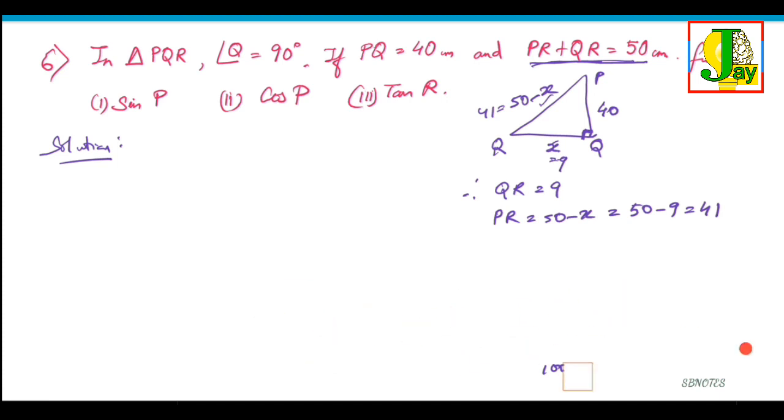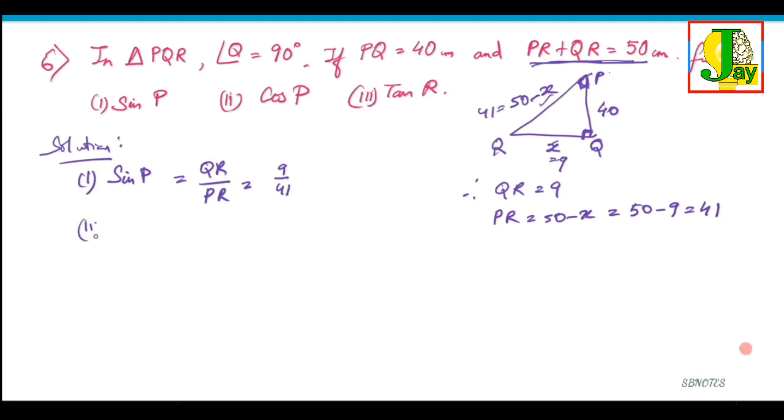Let us erase this first. Now we can use the ratios easily. Sin P. Now for P, where is P? We have this angle as P. This is P. So for P, sine is opposite by hypotenuse. For P, opposite is QR and hypotenuse is PR only. QR is 9, PR is 41. So 9 by 41.